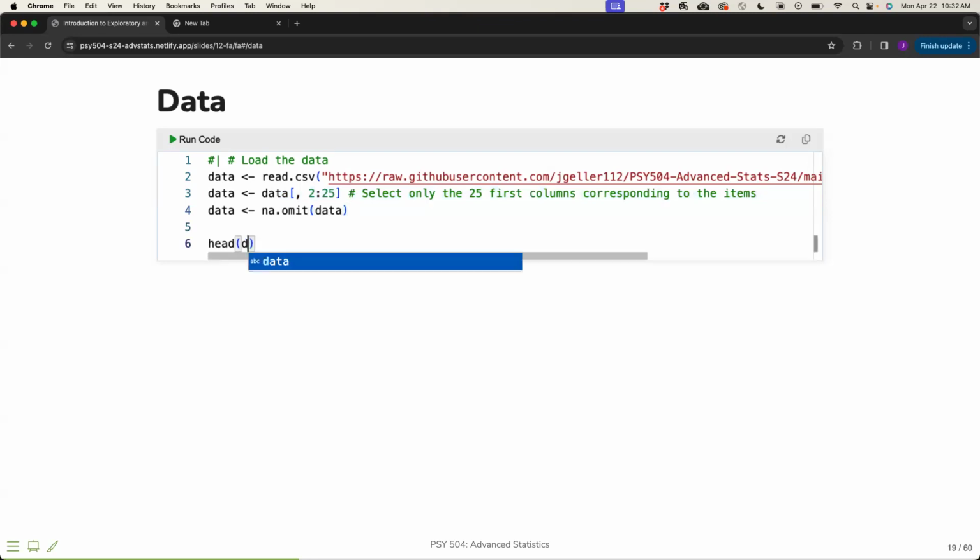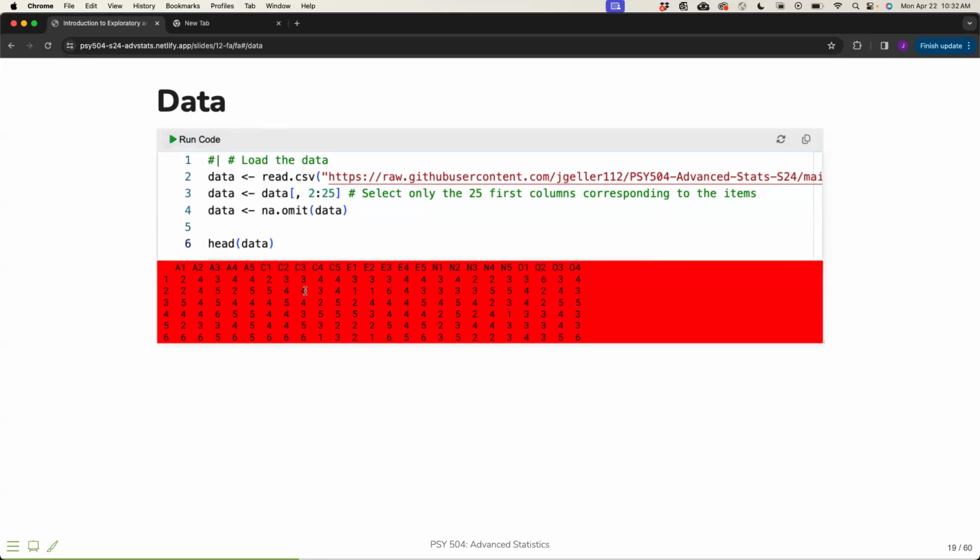Let's take a look at the actual data set and see what it looks like. Hopefully you'll notice here that each item is a column and each participant is a row. When we're performing factor analysis, we want to make sure that our data set is set up this way, in the wide format and not the long format.